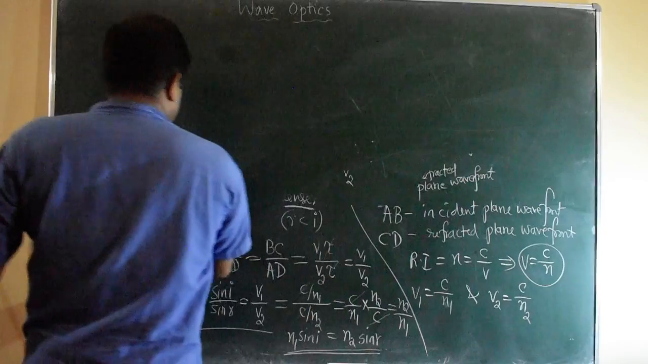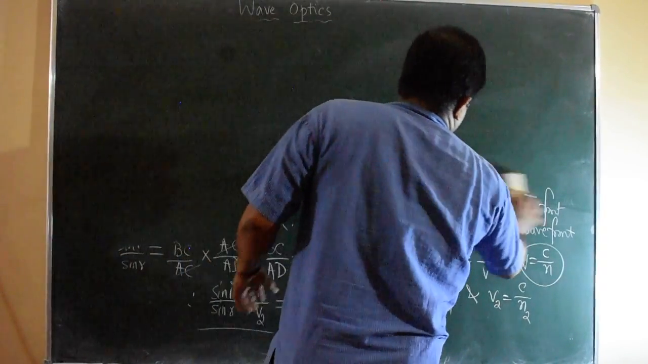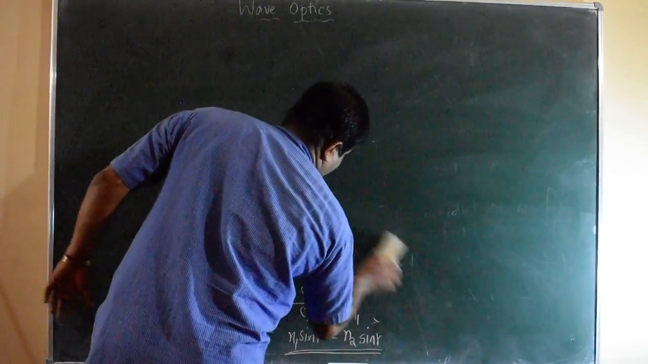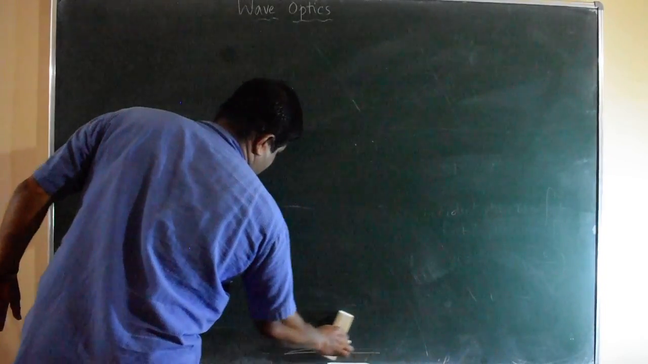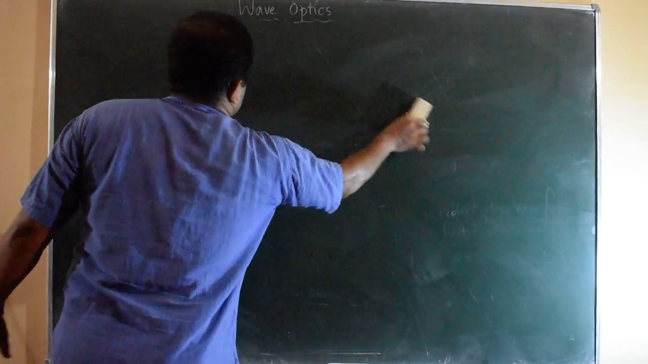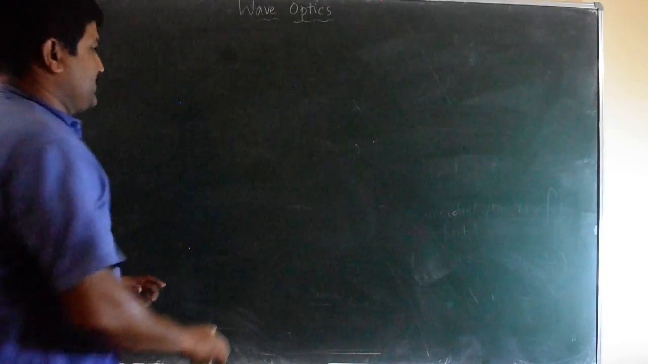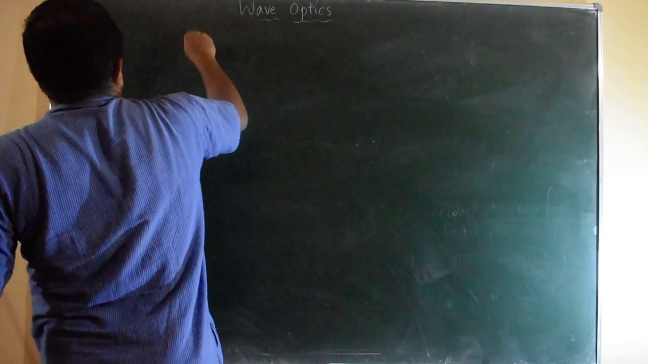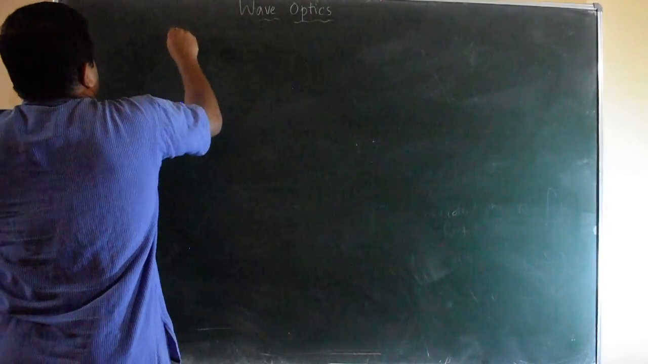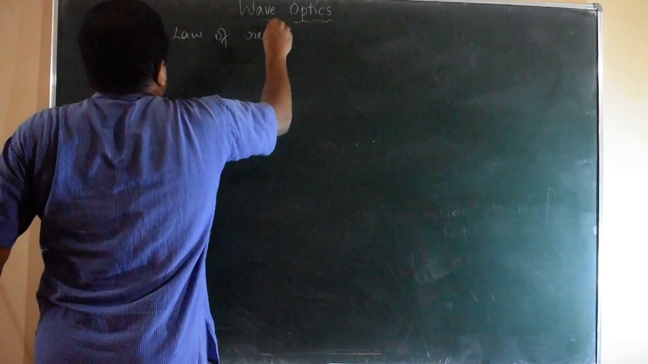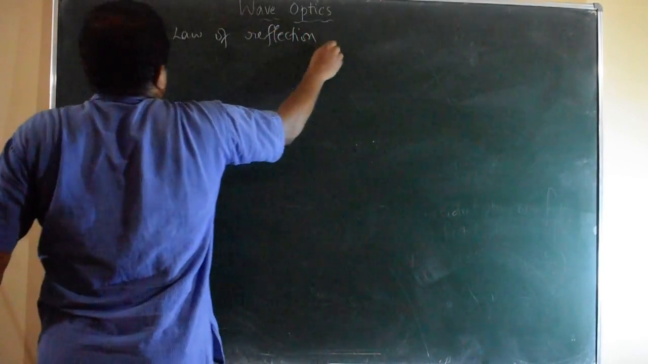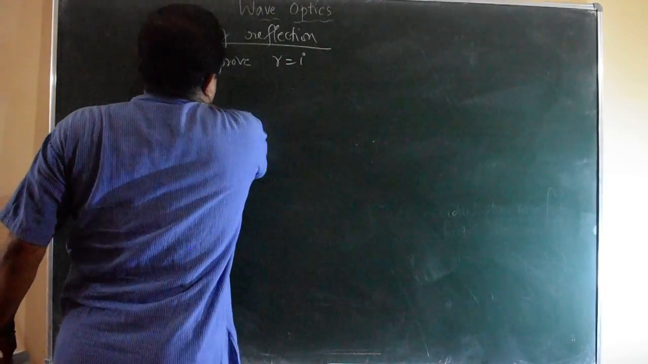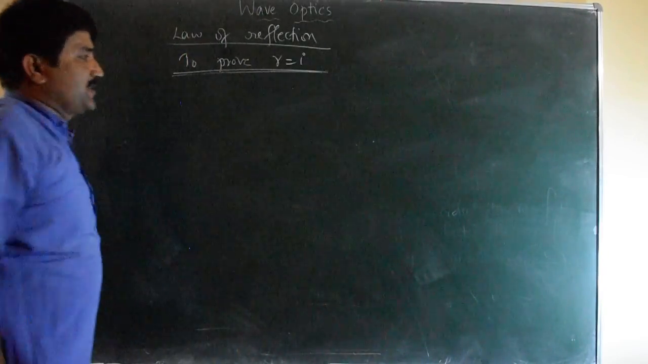Then I will go to the next proof, that is the law of reflection. The law of reflection is that the angle of reflection is equal to the angle of incidence. Okay, so that's what we have to prove, the law of reflection, using the Huygens principle.